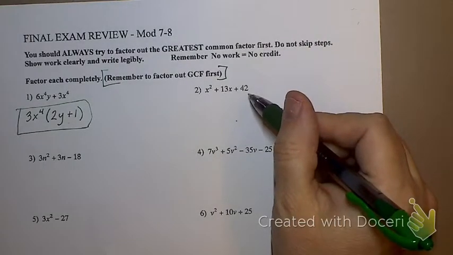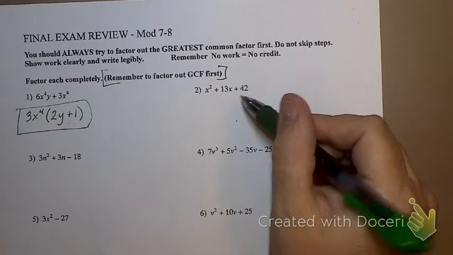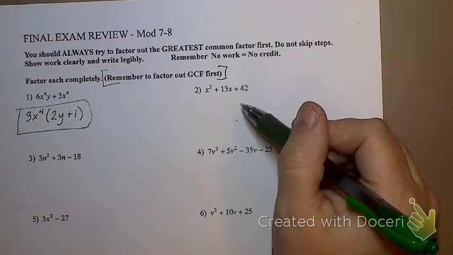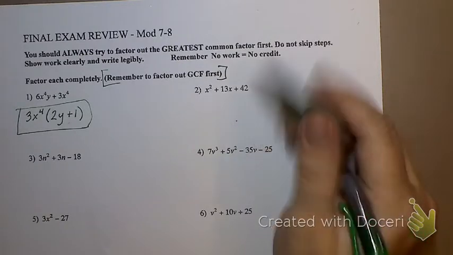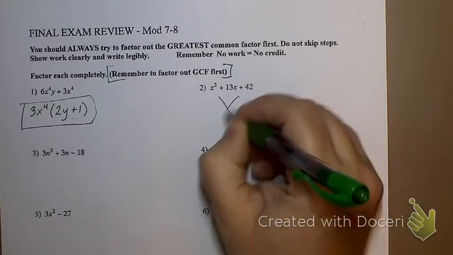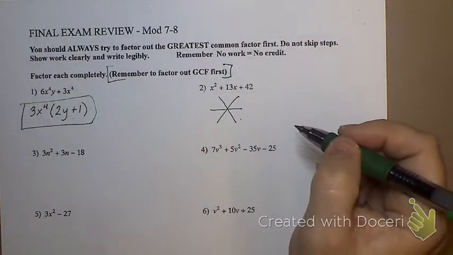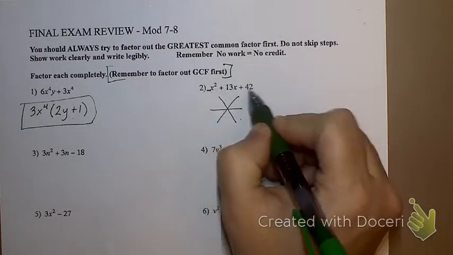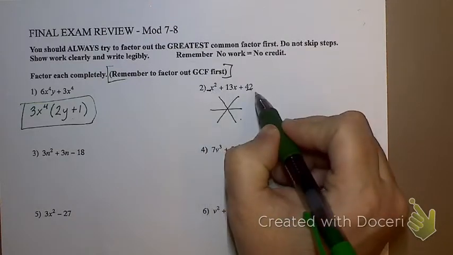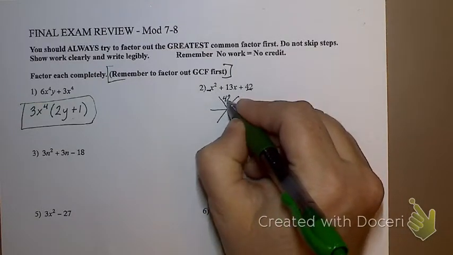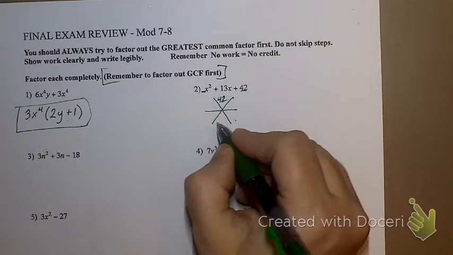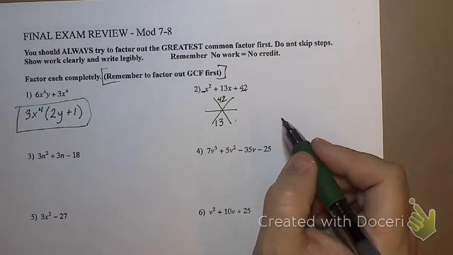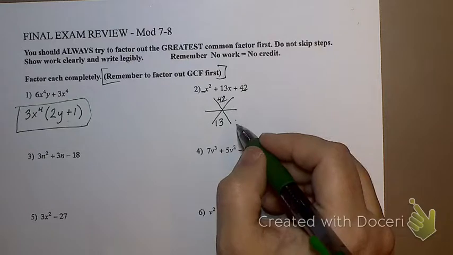All right. Looking at number 2. Do they have anything in common? Yep. Do they have anything in common? Doesn't look like it. So this is a classic snowflake problem. So what goes on the top of the snowflake? It is A times C. Well, A is 1. C is 42. 1 times 42 is 42. What goes on the bottom? B, which is 13. Now I need to look for two numbers that multiply to get 42 and add to get 13.